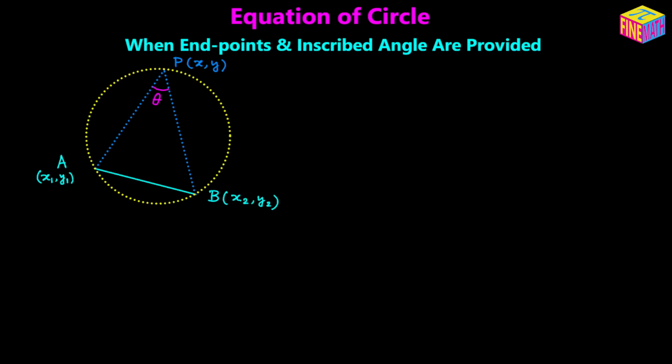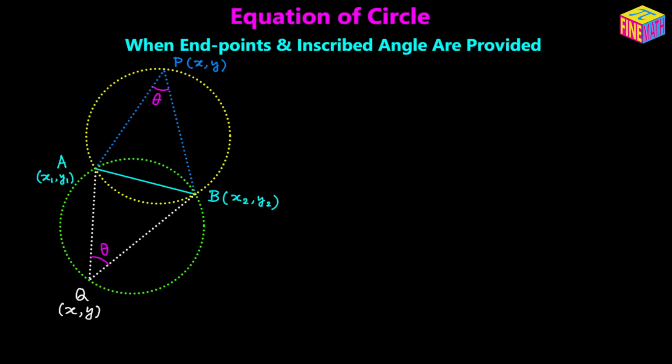Now here I have one situation in the diagram, but could this be the only situation here? Well, if you think about it, we could have another situation like this, and here again we could have another circle where it's the same chord with the same endpoints, and it also inscribes an angle theta. Here we see the dotted green color circle is the second circle. So actually there are two possibilities. That means when we are provided with the coordinates of the endpoints of a chord and the size of the inscribed angle, then actually there are two possible equations, and that's what we're going to derive in this video.